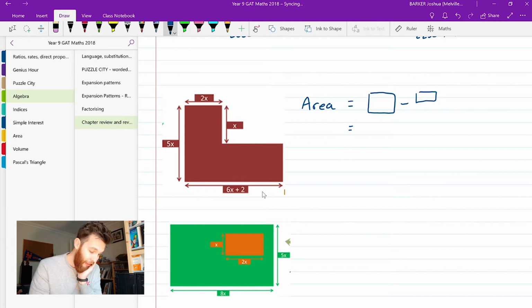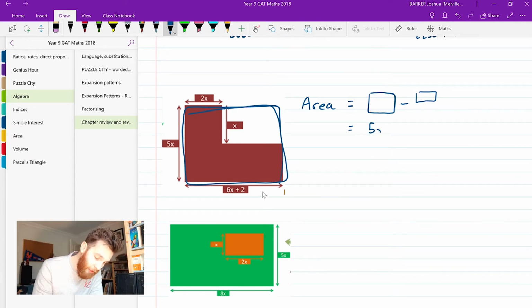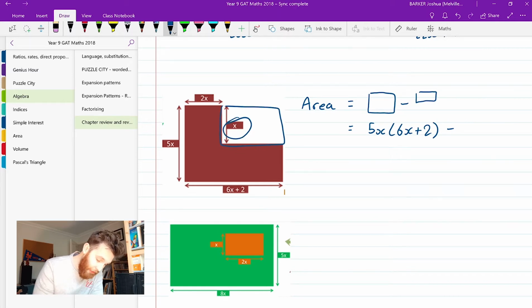So, area of the big rectangle, so this area just here. Remember, the area of a rectangle is length times width, so in this case, our length is going to be 5 lots of x, and our width is going to be the expression down here at the bottom, 6x plus 2. Cool, so that's our start. And then we're going to subtract the area of the second rectangle, which is this one just here again. Now this one's got a length of 1 lot of x, but again we need to multiply that by whatever the width is.